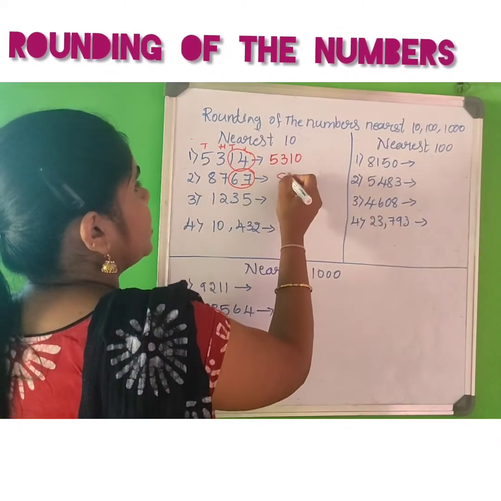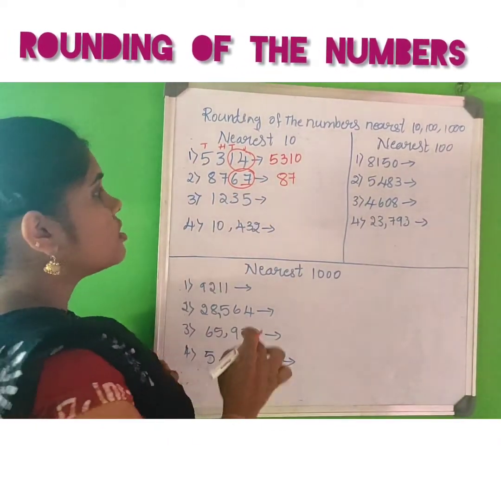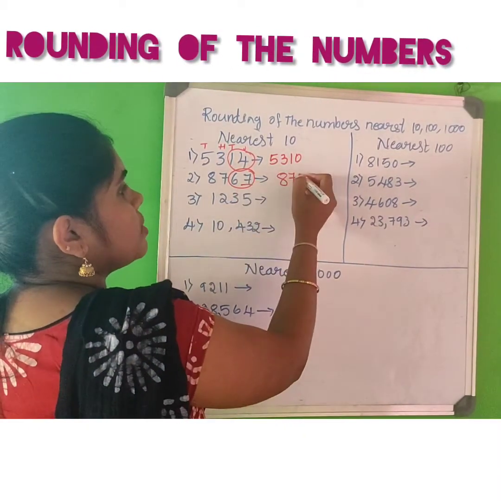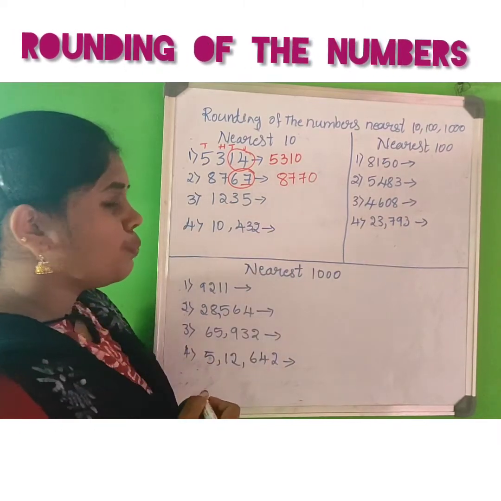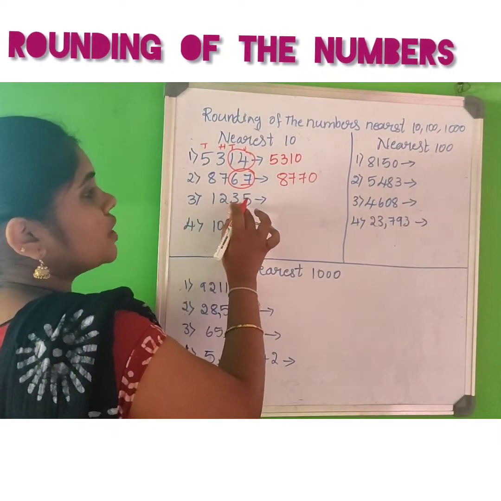So now 8,770. We need to change it because the unit place number is above 5. So 6 becomes 7, then 0. Let us go for the next problem. 1235.